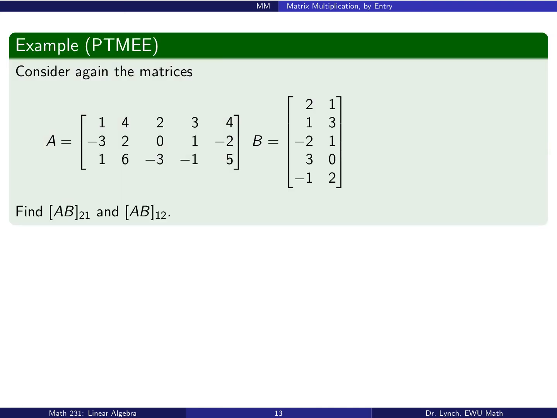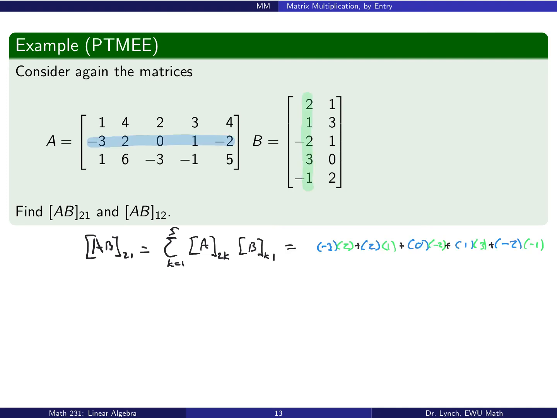So here's an example. Let's go ahead and find the element in the second row and first column of AB, and then the element in the first row and second column of AB. So I'll start with the element in the second row and first column of AB. By definition, the matrix product AB, the element in the second row and first column, comes from the second row of the matrix A and the first column of the matrix B. So here are those elements again, the second row of A, the first column of B, and when you crank this all out, you get exactly what we got when we did this matrix product before. It turns out that you get 1.